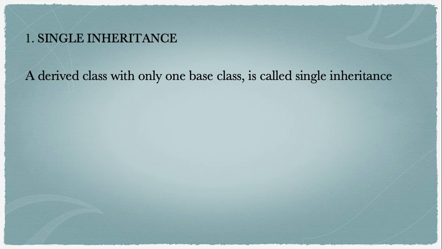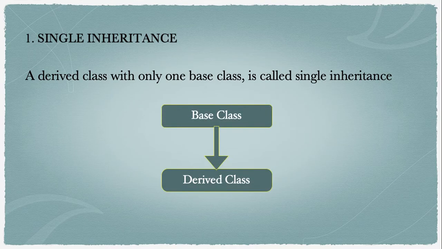The first one is single inheritance. What does single inheritance mean? A derived class with only one base class is called single inheritance. Suppose you are preparing two classes, one is a base class and another is a derived class. That means here we have only one base class in this program. It doesn't matter how many derived classes you have, but we have only one base class. That's why we call this single inheritance. That means one base class is deriving one derived class, and there is only one base class in this program.